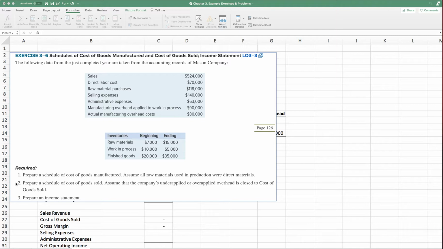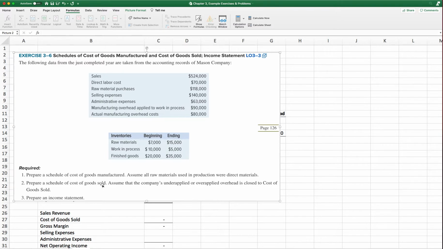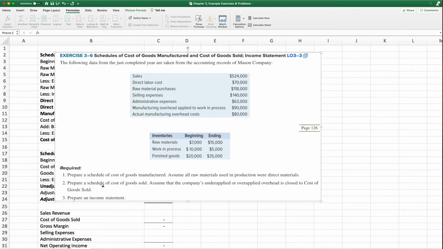It also tells us a couple things, that raw materials are all direct materials. All raw materials used are direct materials. We have no indirect materials. And that we're going to close out any over or under applied manufacturing overhead to cost of goods sold. And finally, we've got to create an income statement. So let me get this out of the way. I've already laid out my schedules here.